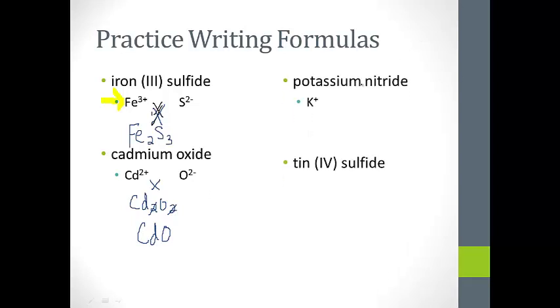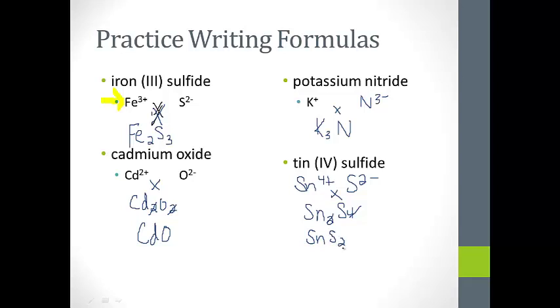Now potassium nitride is going to be, potassium is a 1+, nitride is N3-. So my formula here is K3N. Now tin(IV) is telling me that the charge on the tin ion is 4+. Sulfide is 2-. So if I crisscross them, then it's Sn2S4. Again, I want to reduce that down to SnS2. Okay, SnS2. Alright, those are all monatomic ions.